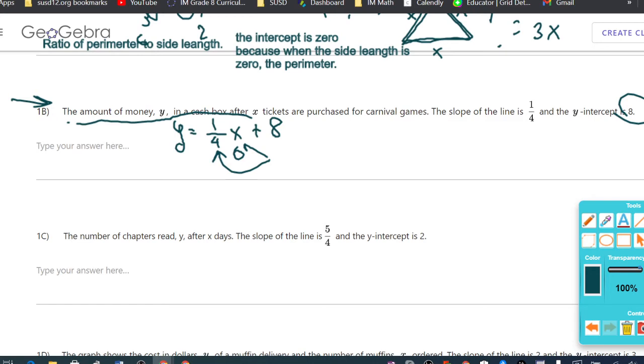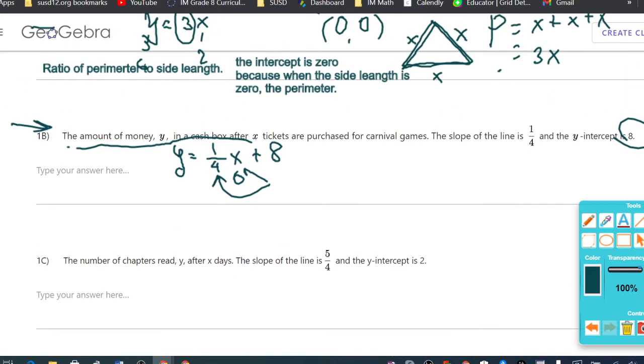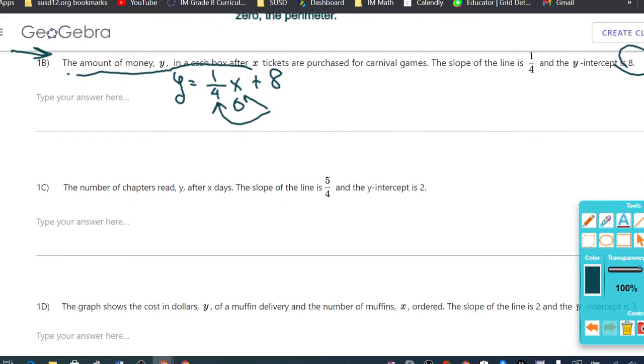It's very cheap tickets, aren't they? It must be like $1/4 each. 1 ticket is 25 cents. Okay, well, let's type in our answers. Go ahead and pause the video and type in your answer for this one.